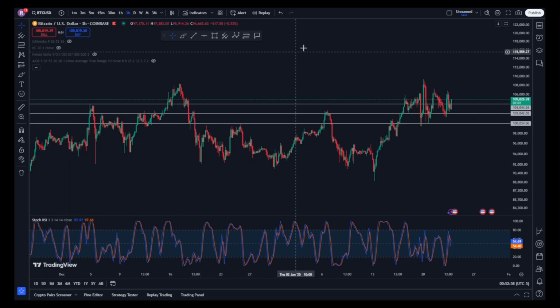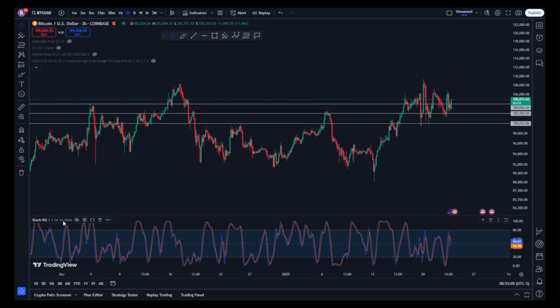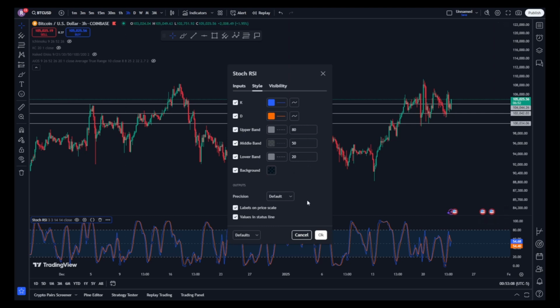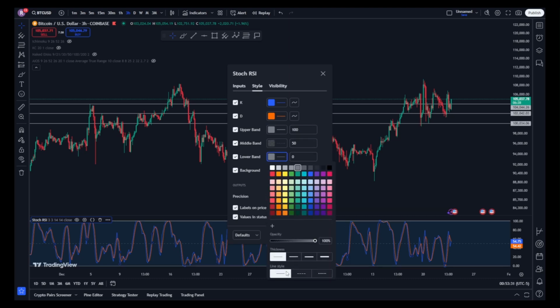Now, go up on TradingView, all you gotta do, search this up, Stochastic RSI, and that's the one I use. In terms of the settings, these are my settings, but I would say that it might be better to put this at 100 and this at 0. And that's only because these are the maximum bounds the RSI can go.